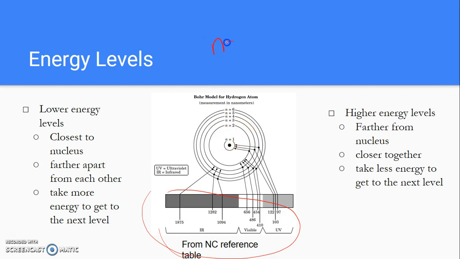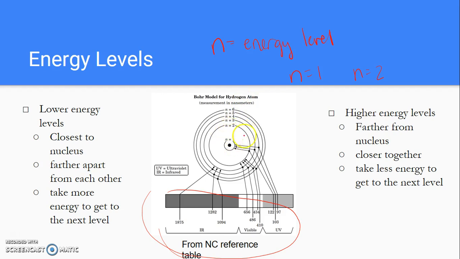N simply stands for energy level. So anywhere that you see that, like if you see N equals 1, that means energy level 1. N equals 2 means energy level 2. So energy level 1 is a good distance from energy level 2. Then 2 and 3 are closer together. 3 and 4 are even closer together. 4 and 5 are even closer together. 5 and 6 are the closest together.